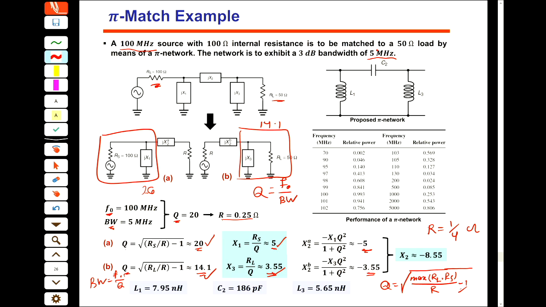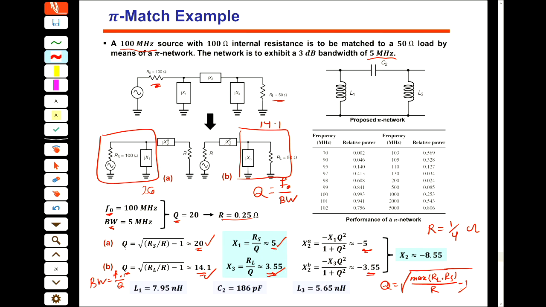So we said that the minimum bandwidth that we need is 5 megahertz. So the minimum Q of this circuit should be 20, and for the whole circuit, the minimum Q should be 20.